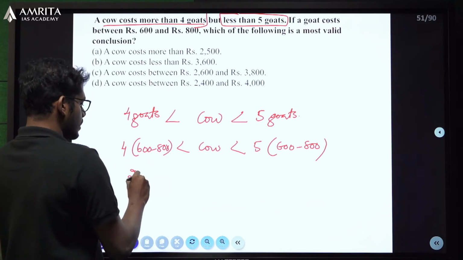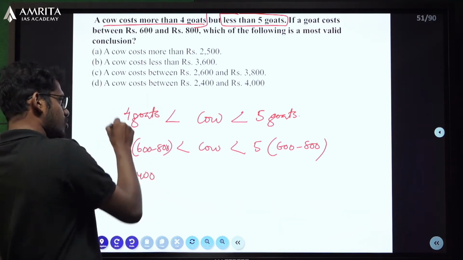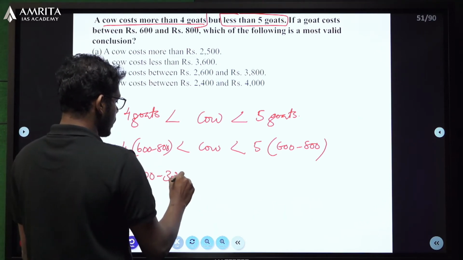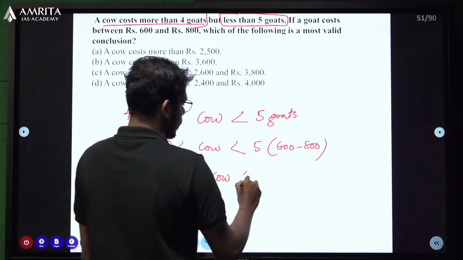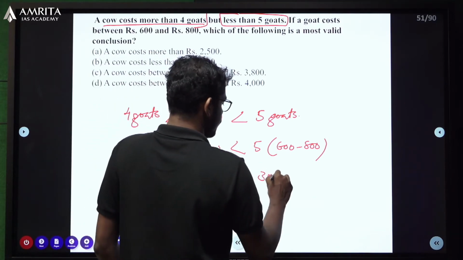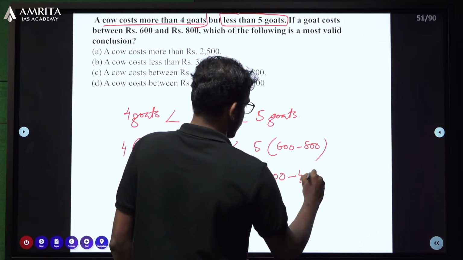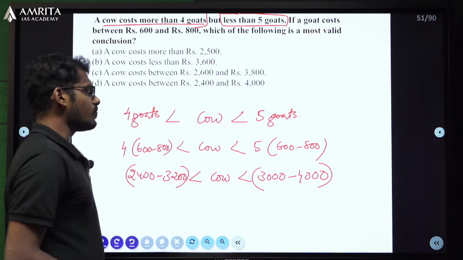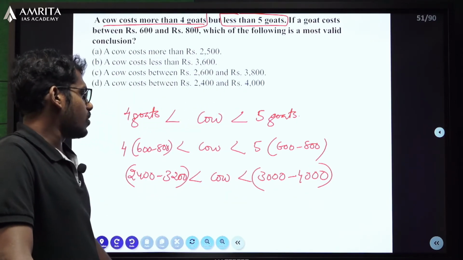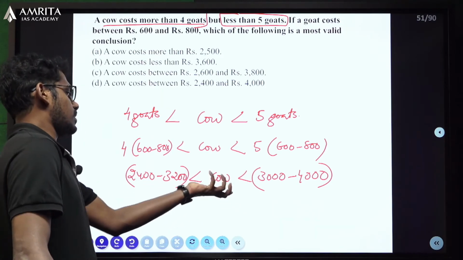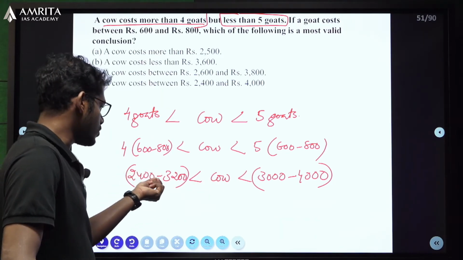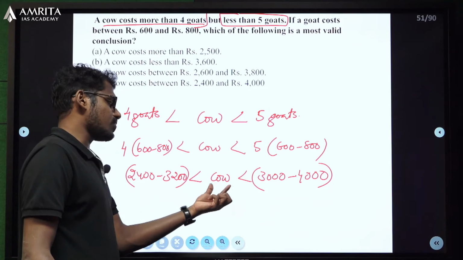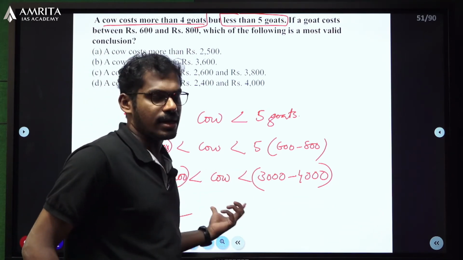So the cost of 4 goats will be in the range 2400 to 3200. Value of 5 goats, 5 into 6 is 3000 to 4000. Clear? So the cost of a cow ranges from 2400 to 3200 and 3000 to 4000. The cost of a cow ranges in between these two ranges.